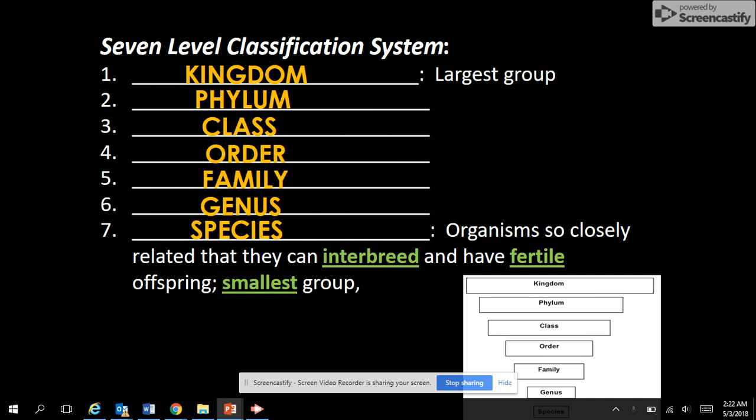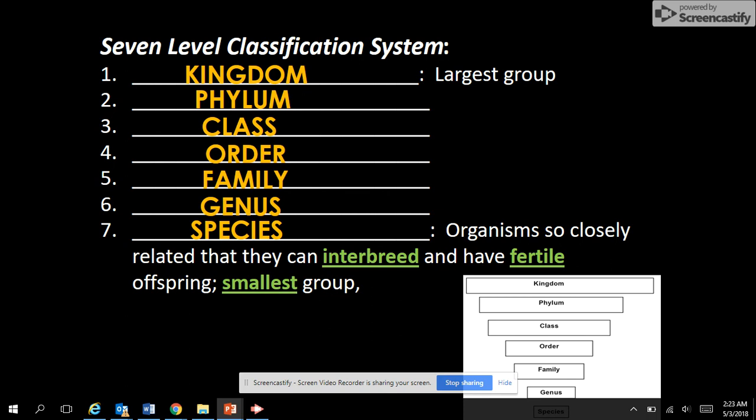You will never have to know what phylum means or class or order or any of that. You do have to know the order of the 7 level classification system. You do have to know that kingdom is the largest group of organisms, whereas species is the smallest group of organisms. In fact, these organisms are so closely related that they can actually reproduce with each other.